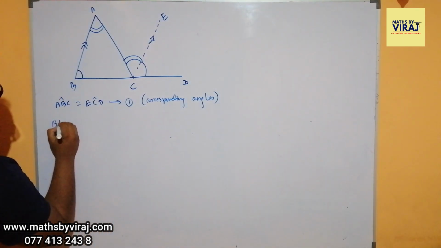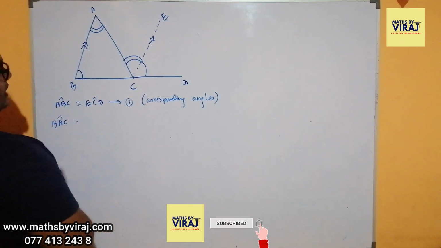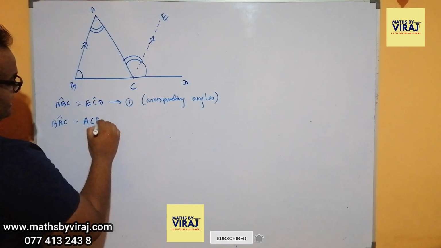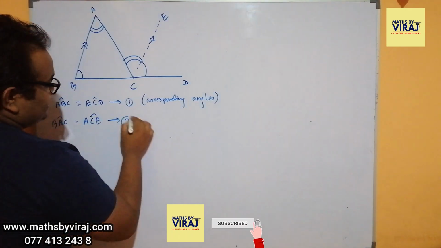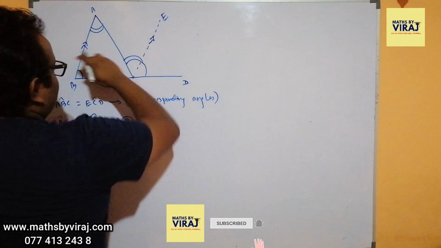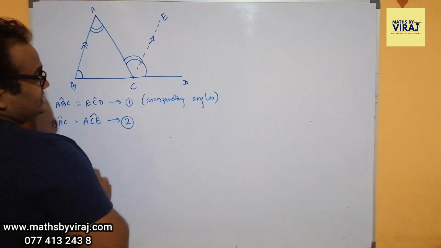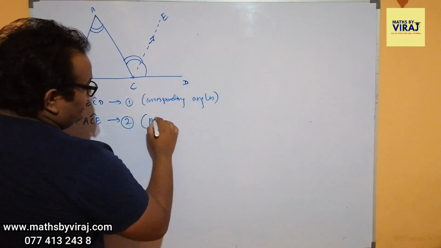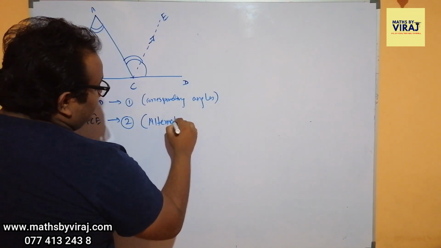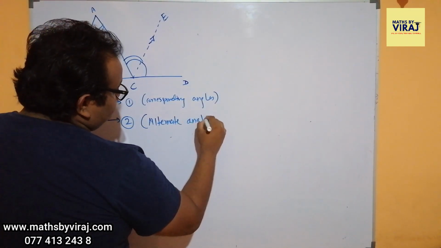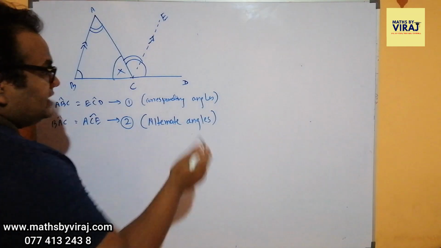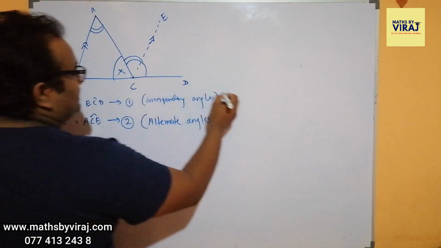Right. The next comparison that I can come to is angle BAC is equal to angle ACE. Again, angle BAC is equal to angle ACE. Let's mark this as equation number 2. And in this case, now it's not corresponding angles but alternate angles.